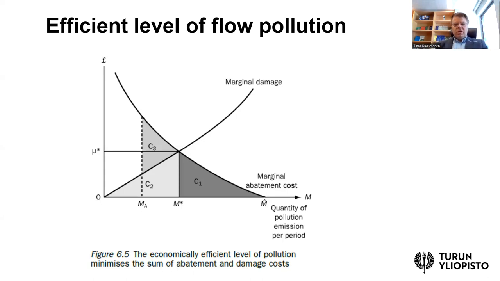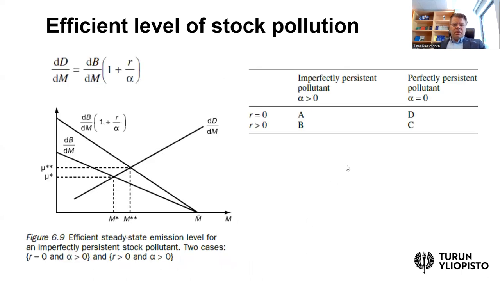So now I want to highlight that so far we have considered the flow pollution, and remember that flow pollution is just this kind of instantaneous damage, like for example noise pollution or light pollution. Some kind of local air pollutants can be modeled as flow pollution. Now, what changes if we then have this kind of stock pollution? And I want to highlight it with this next diagram. So actually, in the Perman et al. book, it is discussed in more detail. But similar kind of reasoning can also be applied in the case of the stock pollutants.